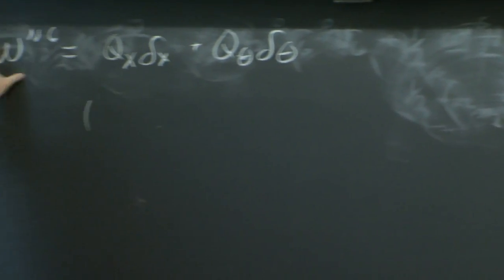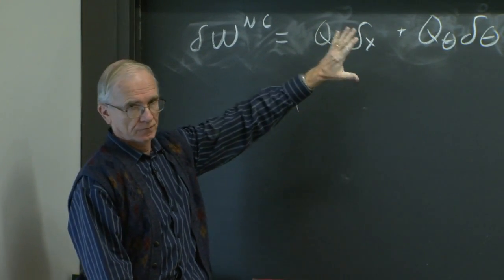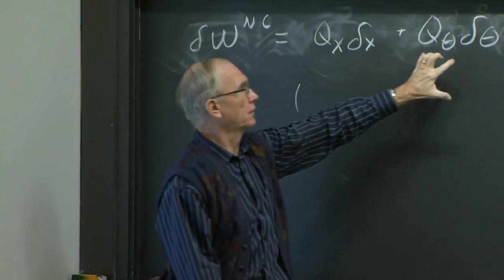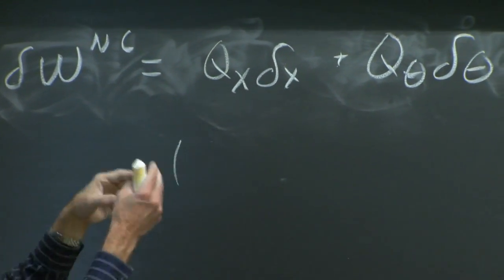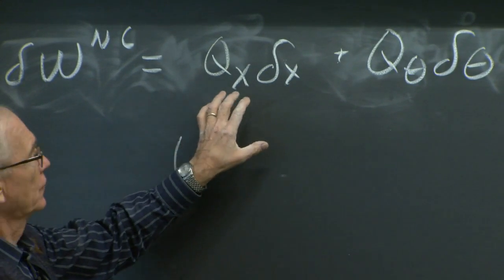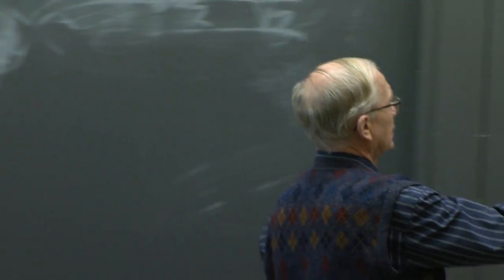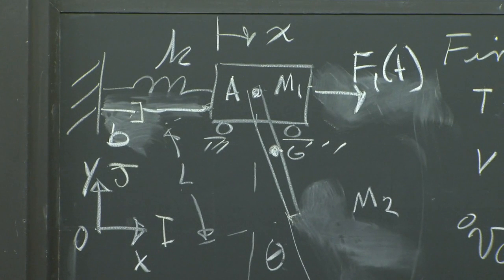So the total work of the non-conservative forces through these virtual displacements, you can just add them up. So there's a contribution that comes from a delta x, and there'll be another contribution from the delta theta, and we can figure out each piece, and you assign each piece to the equation it goes with. So if you do a small virtual deflection in the x direction, how much work is done? Somebody give me a term here.